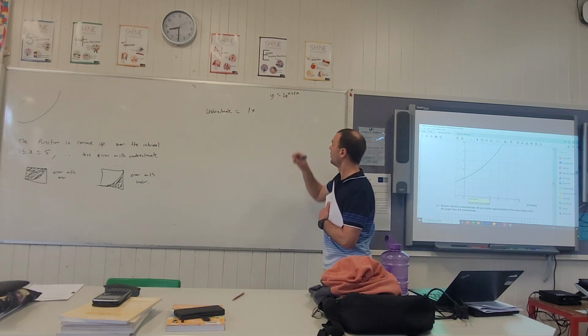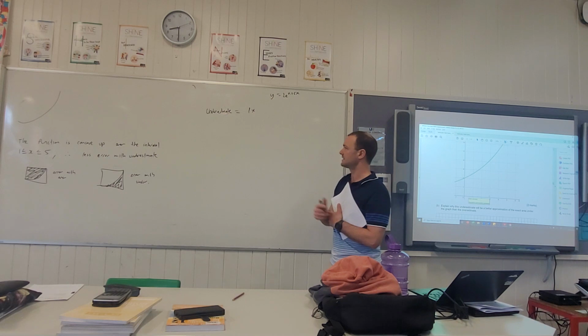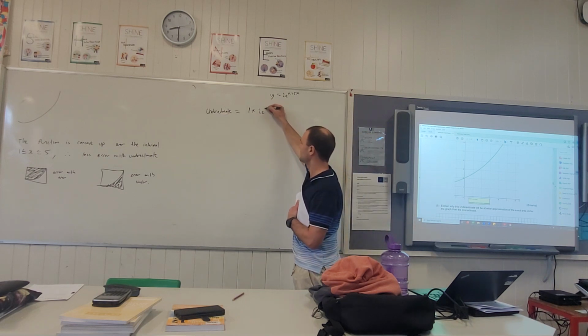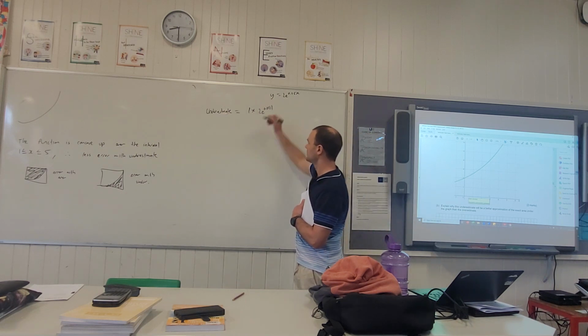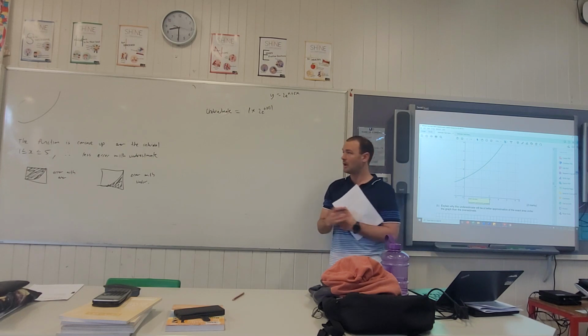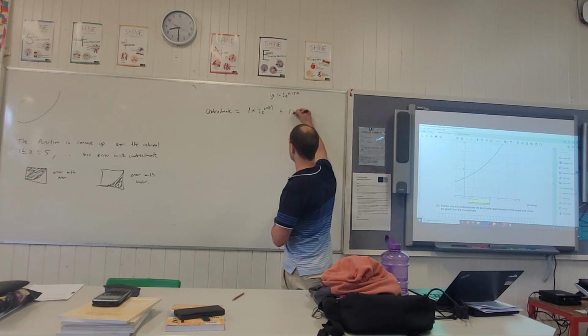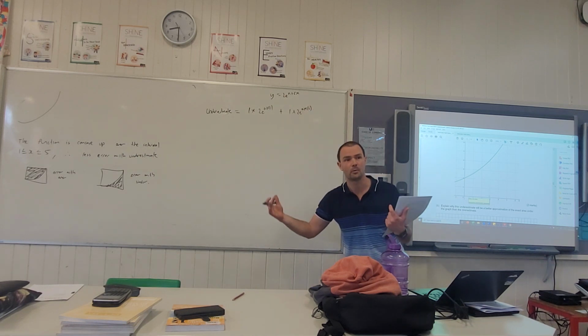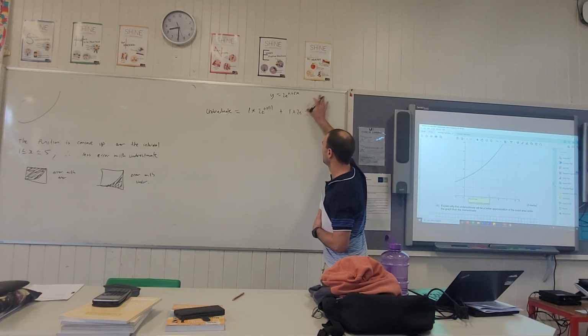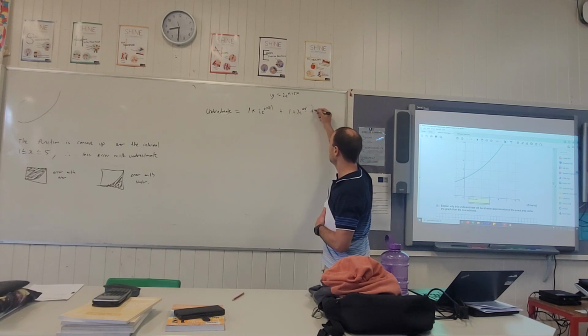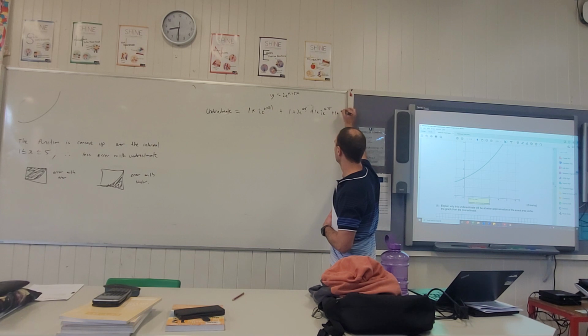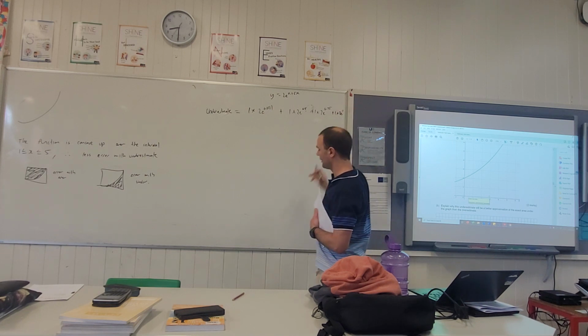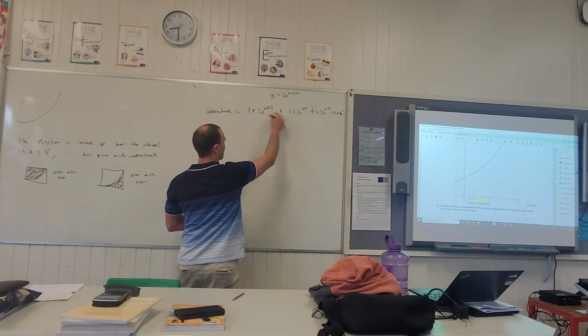Alright, so we want to know what's the y value when x is 1. So the first one's going to be 2e to the 0.25 times 1. The second one is going to be 2e to the 0.25 times 2, 0.5, and you can jump straight to that. The third one, 0.75, and the fourth one to 1. Now, I know you don't need to write the 1 out the front because we've got one already.